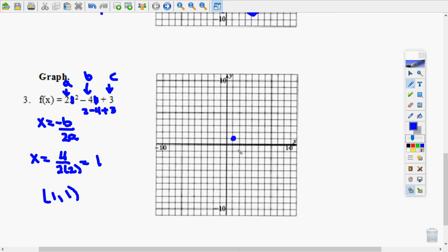Okay, and then let's plug in 0. I plug in 0 for everything, and that would be 3. And then plot your point directly across. Draw your graph. And there you go.